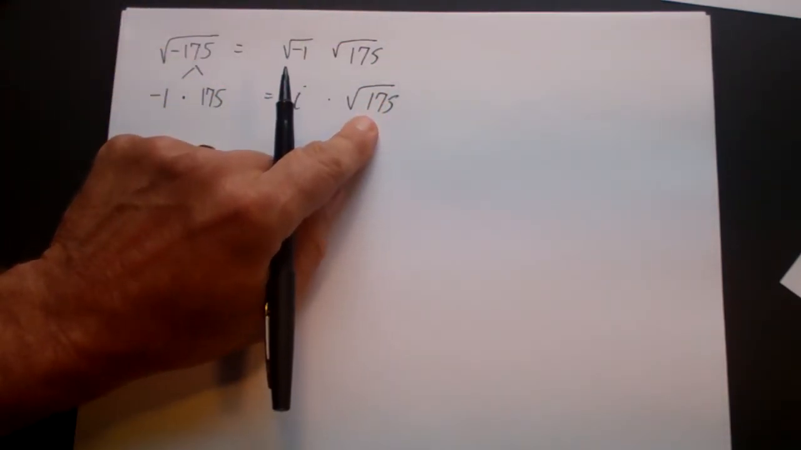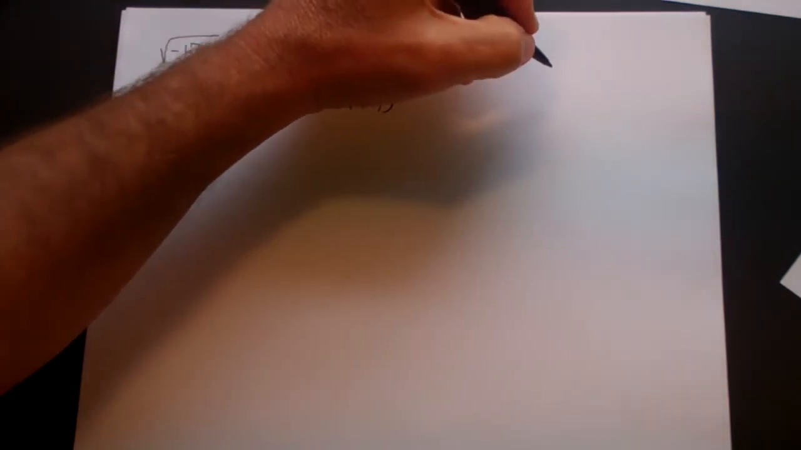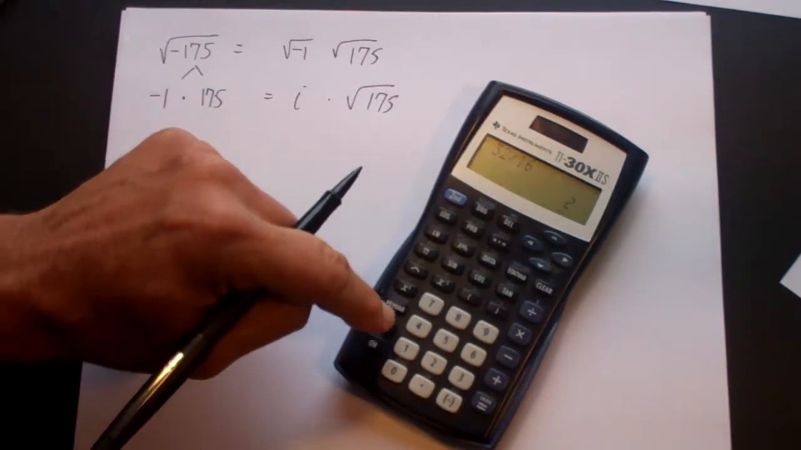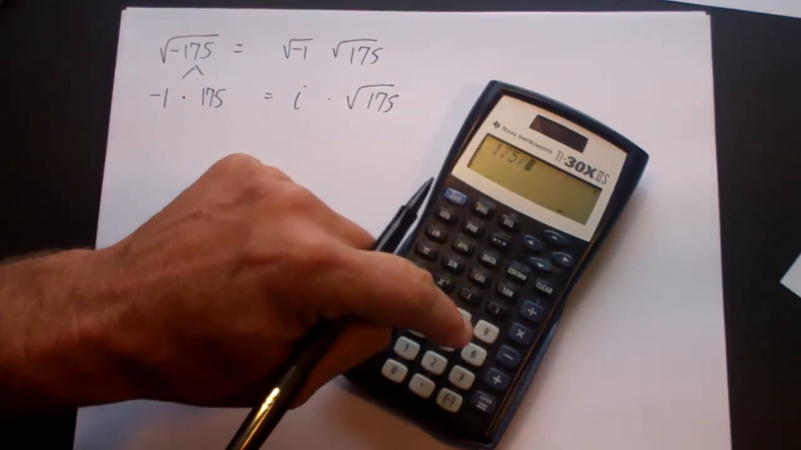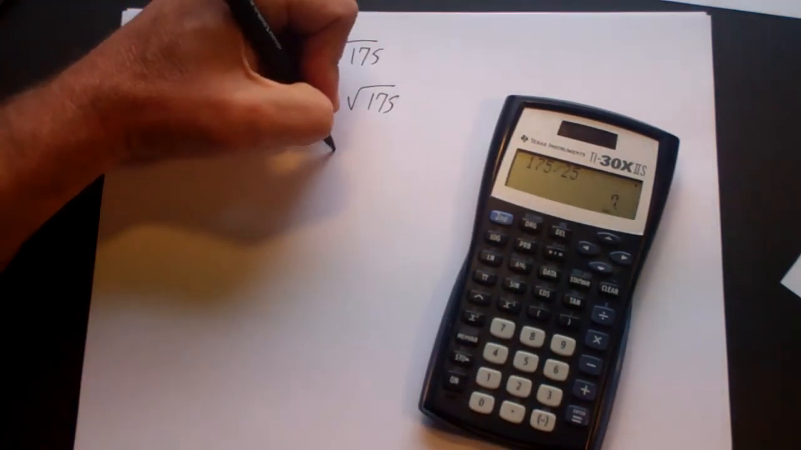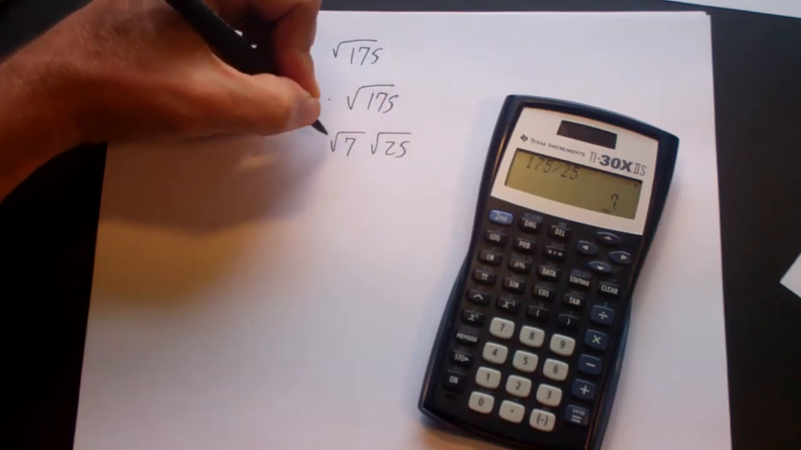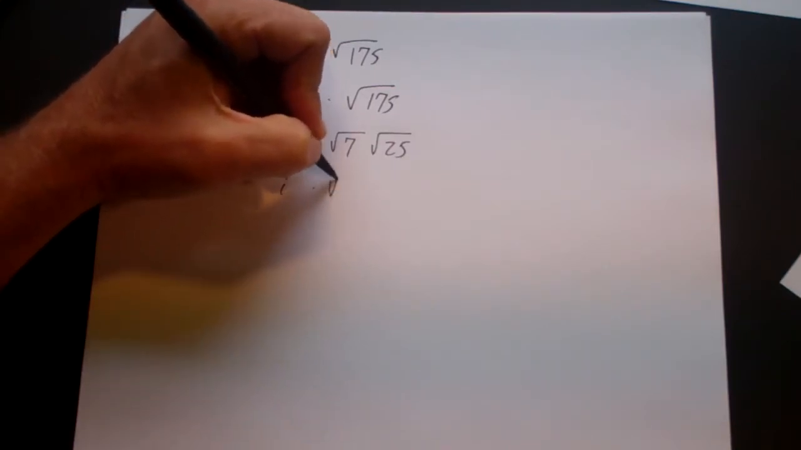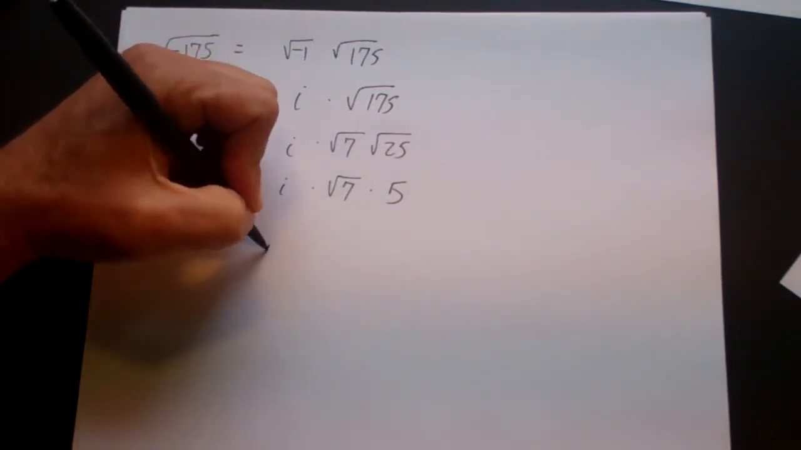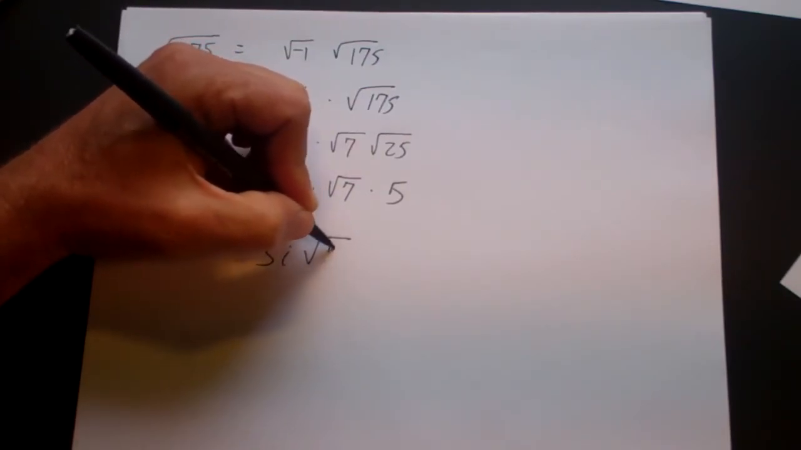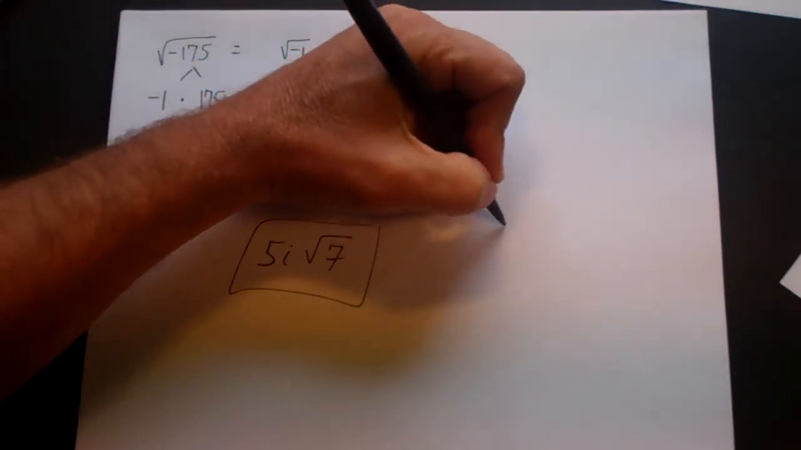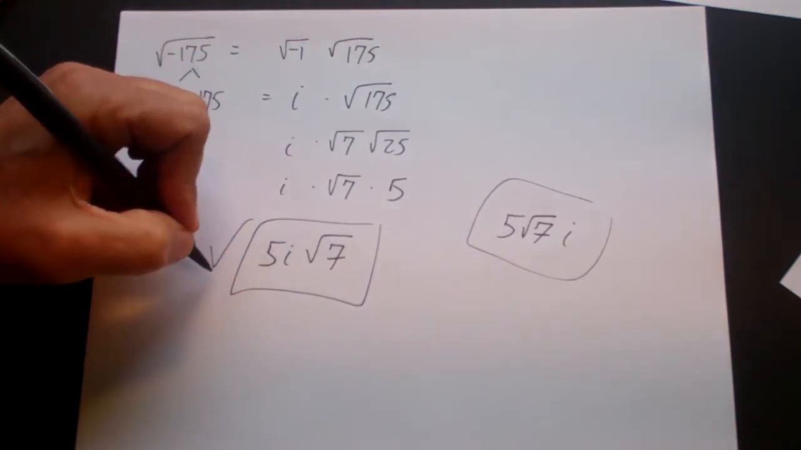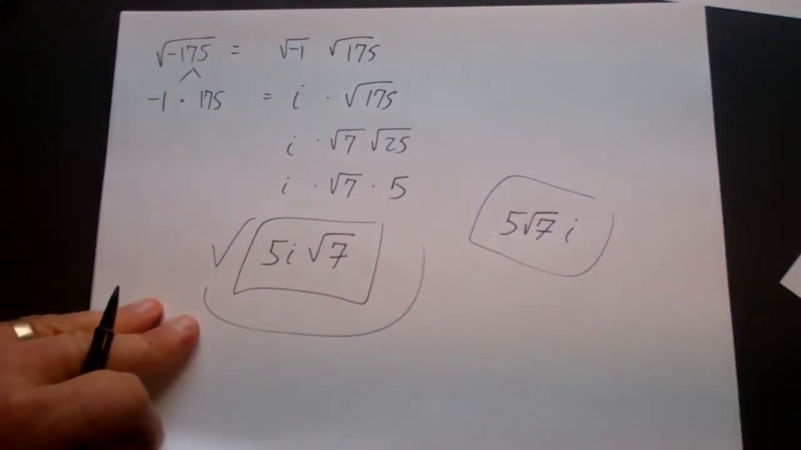Step 2 is to simplify square root of 175. 175, I think, is 25. I can't remember what it is, though. Let's go 175 divided by 25 is 7. So that's square root of 7, square root of 25 times i. The square root of 25 becomes a 5, so it's i times square root of 7 times 5, or 5i square root of 7. Alternatively, you could write it 5 root 7 i. Doesn't matter. This is kind of the preferred form. And that's how you simplify square roots.